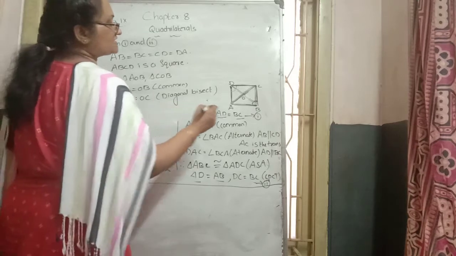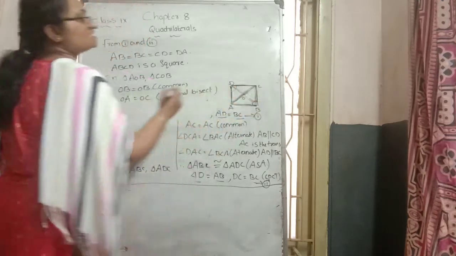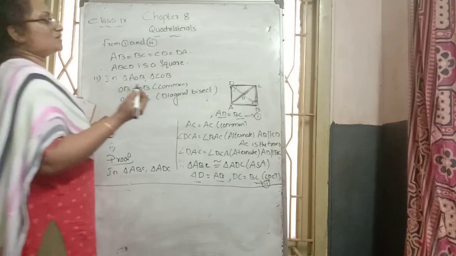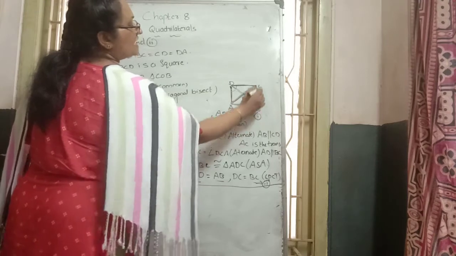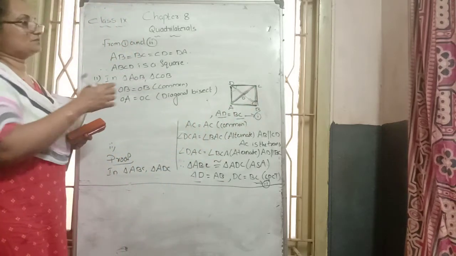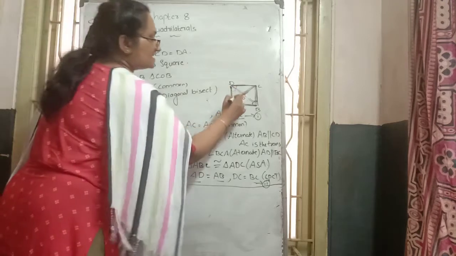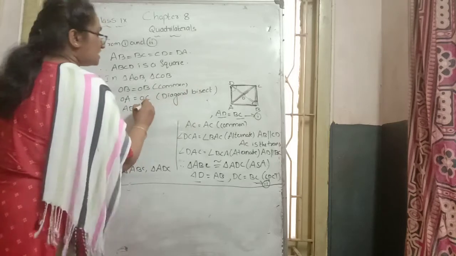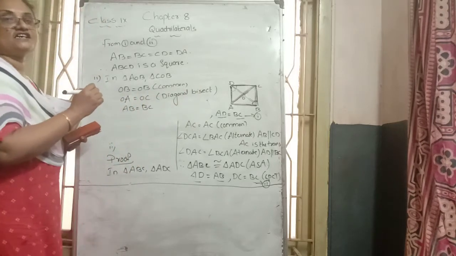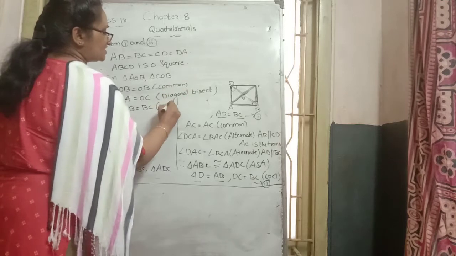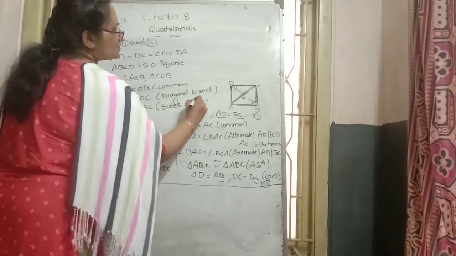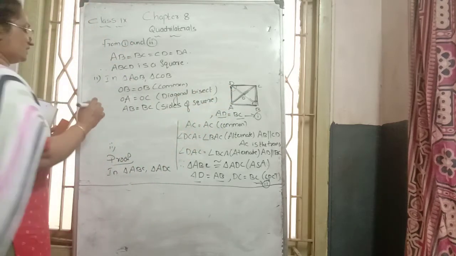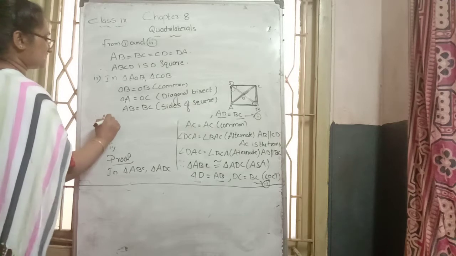Then next, we can say AB side and BC side are equal. What is the reason? They are the sides of that parallelogram shape, or otherwise we can also tell from the angle case. So AB of the first triangle and BC of the second triangle are equal. That is the reason: AB and BC are the sides of a square. Therefore, the three conditions are satisfied.